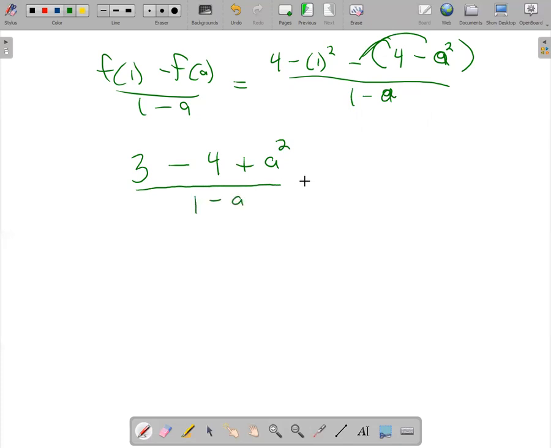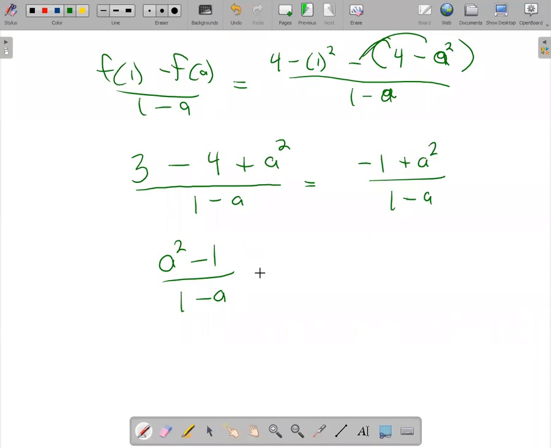What could I call the numerator? Negative 1 plus a squared, over 1 minus a, and I'm just going to write this in reverse order. I'm going to write that as a squared minus 1 over 1 minus a. Okay, we have two options from here. If we wanted to reduce this, we could factor or we could use long division. I'd recommend factoring. We'll do long division later.